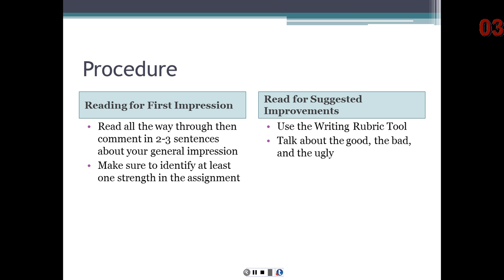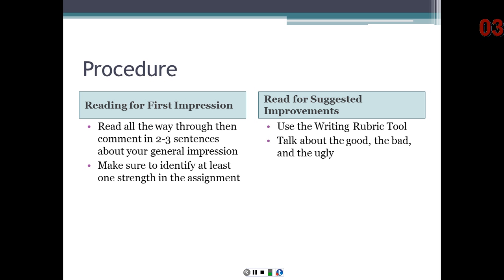The second, I want you to read it again for suggested improvements. Use the writing rubric tool. Talk about the good, the bad, and the ugly, because you will see some ugly. Nobody is a perfect writer, myself included.